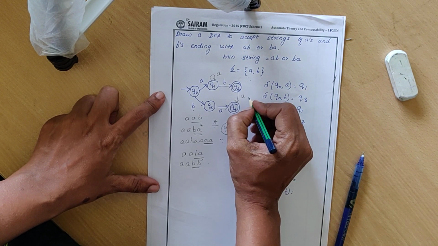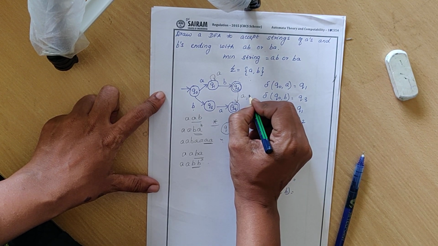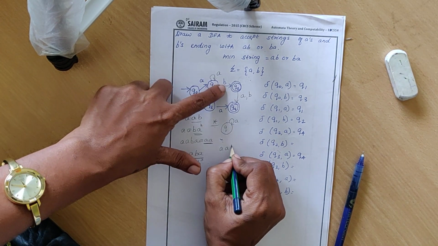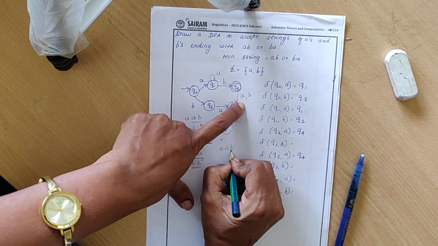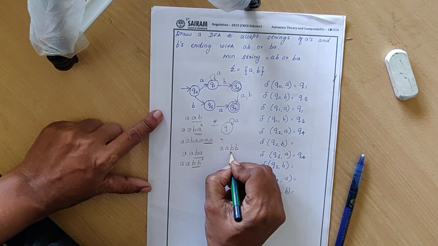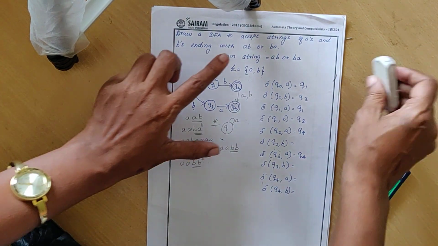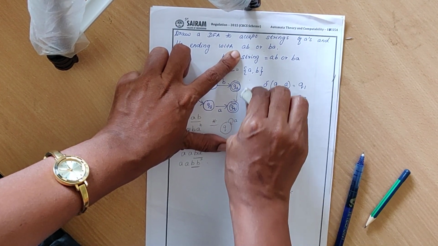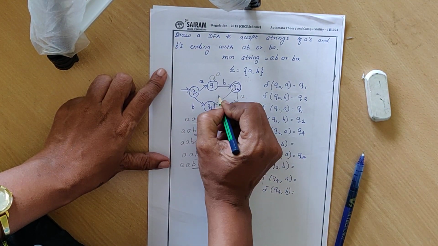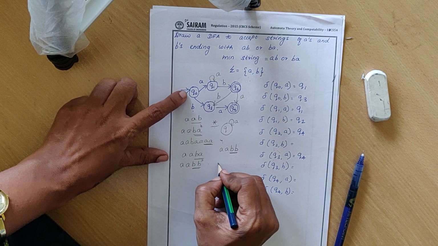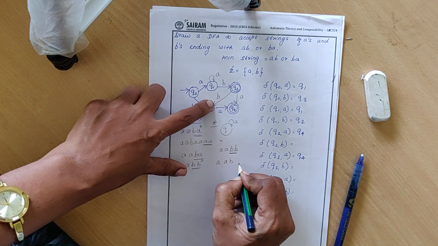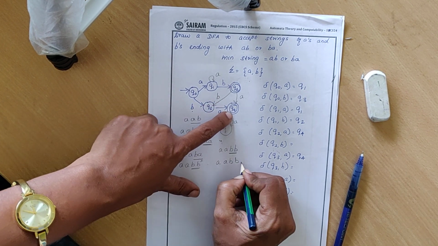When you move to the previous state, give higher priority to the final state and then check the string. A, B. This A is fixed already. Now we are checking for this B, so write this B. It is not ending with AB or BA, so even this is not correct. Now come here and then check the string A, B. I'm coming here, B, and I'm reaching my final state.